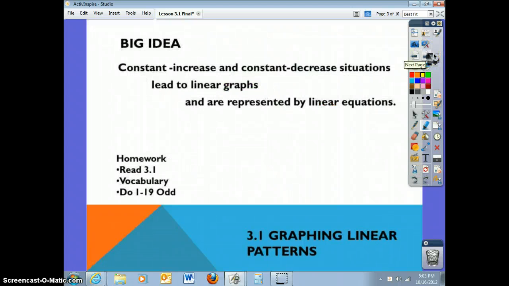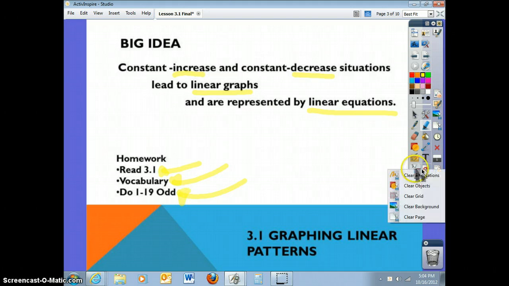All right, let's talk about 3.1. In 3.1, the big idea is that you can have either constant increase or constant decrease situations, and those situations lead to linear graphs that create a straight line, and they are represented by something called a linear equation. Now, just so it's here where you can find it, here's the homework. Read 3.1. Write down the one and only vocabulary word that's in 3.1. And then do 1 through 19 odd.